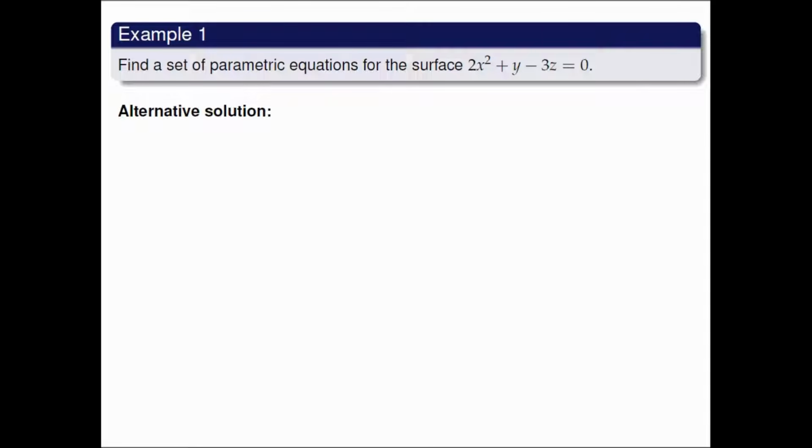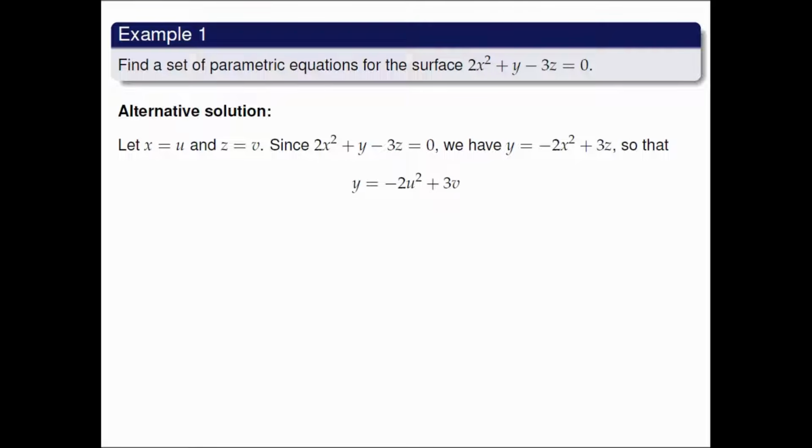Alternative solution. Instead of x equals u and y equals v, we can let x equals u and z equals v. Dito naman, we express y in terms of u and v. So using the equation of the surface, we get y equals negative 2x squared plus 3z. Since x equals u and z equals v, then y equals negative 2u squared plus 3v.